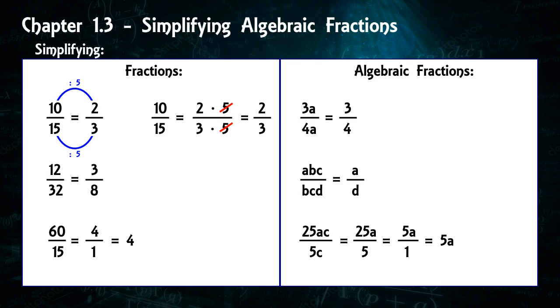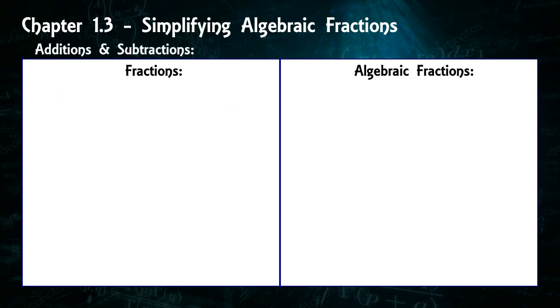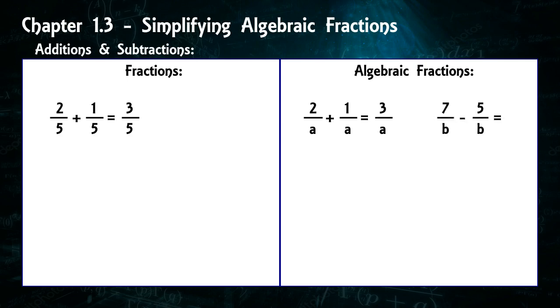On to part 2 of the video, additions and subtractions. When we had the exercise 2 over 5 plus 1 over 5, we would add the 2 and the 1 and we would receive 3 over 5. So if I had the addition 2 over a plus 1 over a, I would receive 3 over a. And similarly, 7 over b minus 5 over b would become 2 over b. I could even place a letter in the numerator. 5a over b plus 2a over b would become 7a over b.